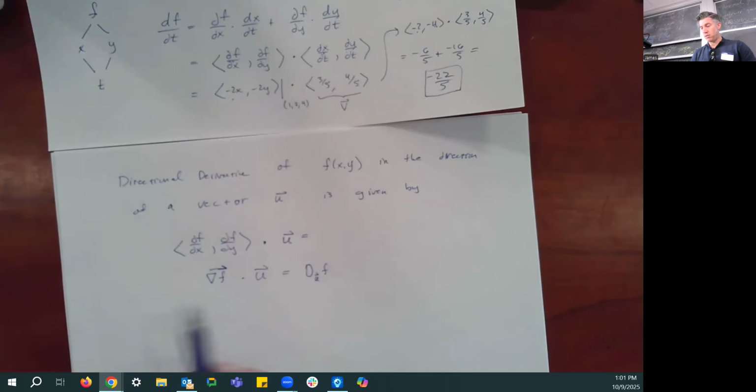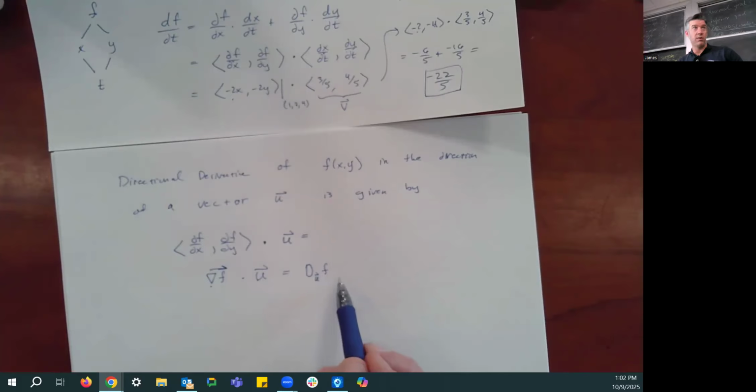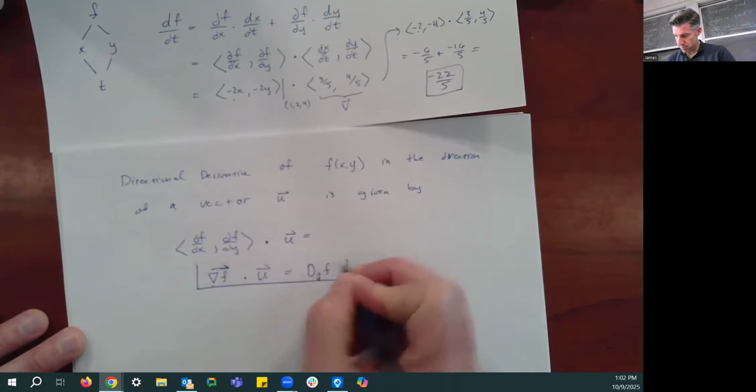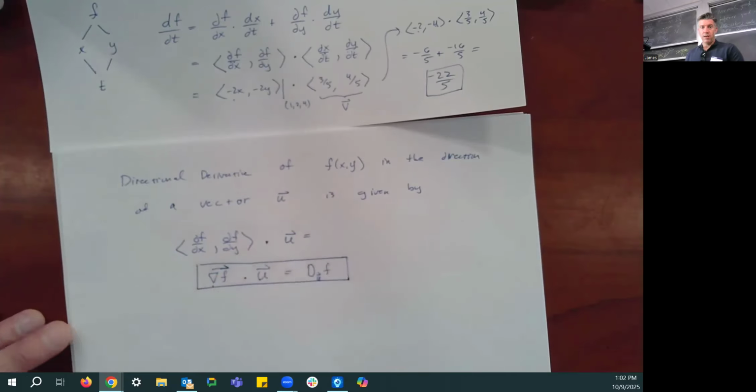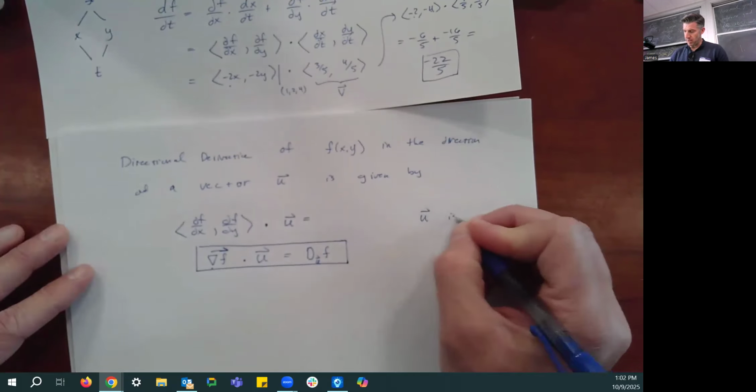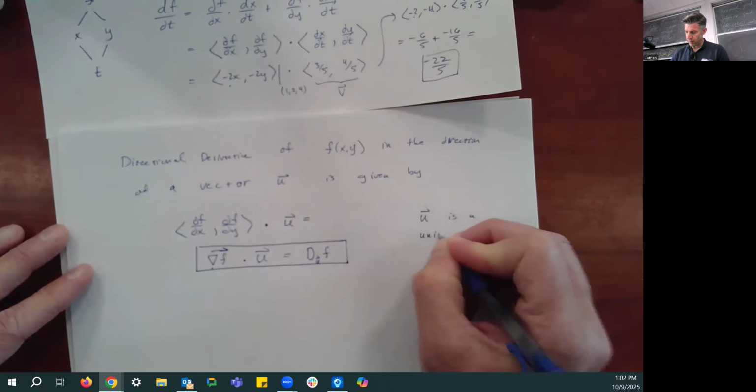Notice the gradient of f and the vector u are both vectors, and when you dot these two vectors together, you get a numerical value, the slope, the derivative, whatever you want to call it. Now, something we didn't say, but you should be aware of, is that the vector u should be a unit vector. So u is a unit vector.